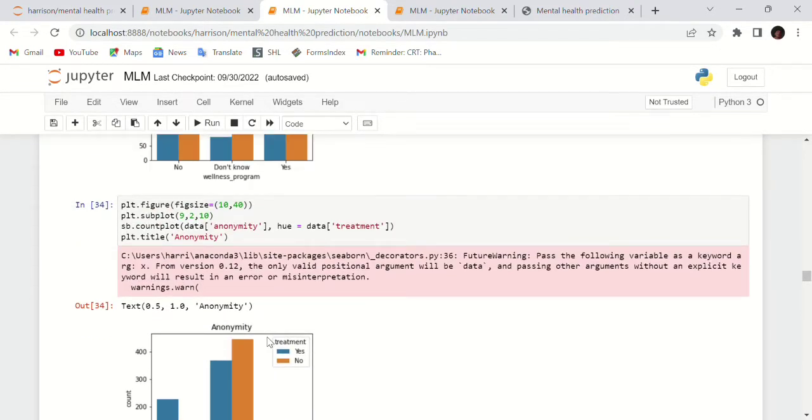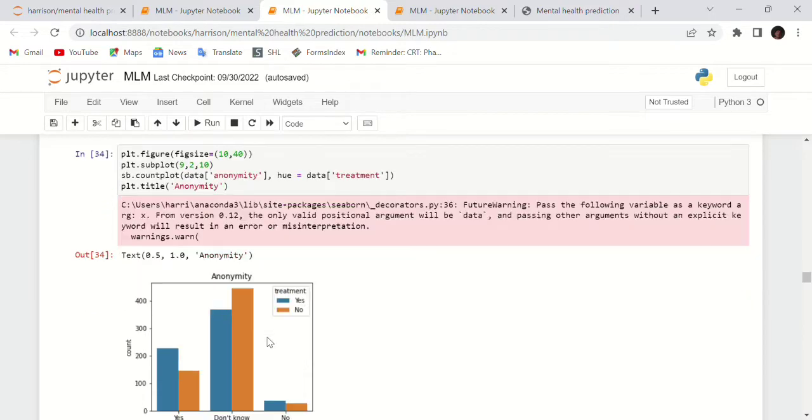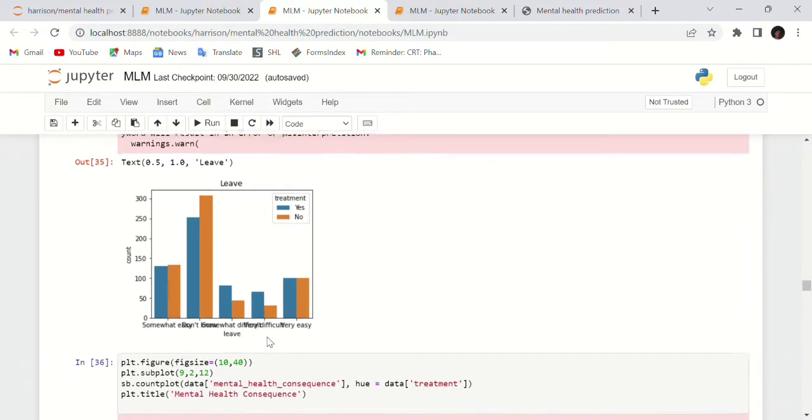Anonymity and treatment. We observe that most people either answer yes or they are aware of if anonymity will be protected. Leave and treatment. We see that around half of the people don't know how easy it is to get leave due to a mental health condition, and they are the ones who want to seek treatment the most.